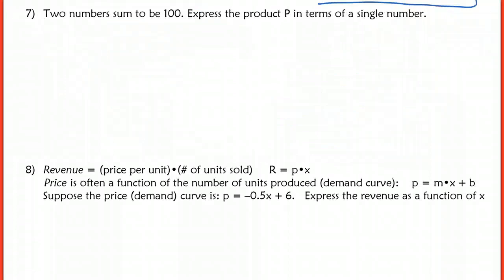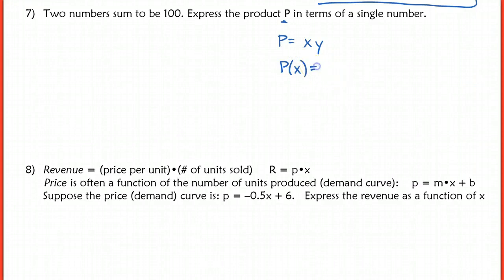Okay, in problem 7 it says two numbers sum to 100. We're going to express the product, p, in terms of a single number. So the product, p, is usually just found by taking two numbers and multiplying them together. But now I want to make this a function, so I'm trying to make it into a function of a single number.